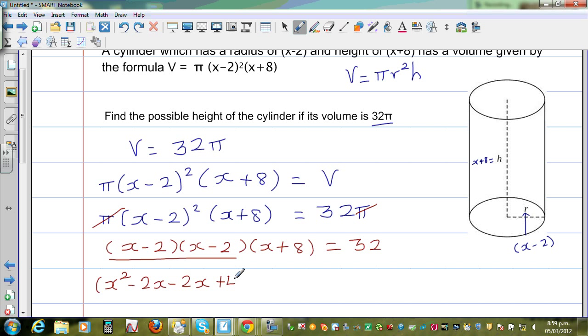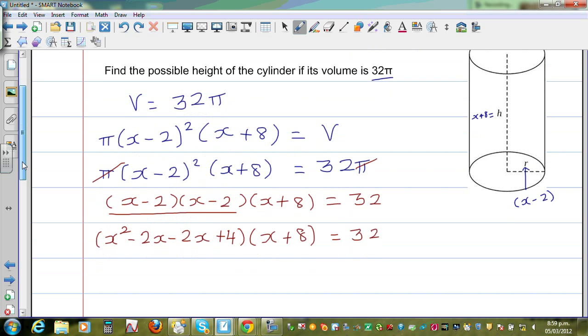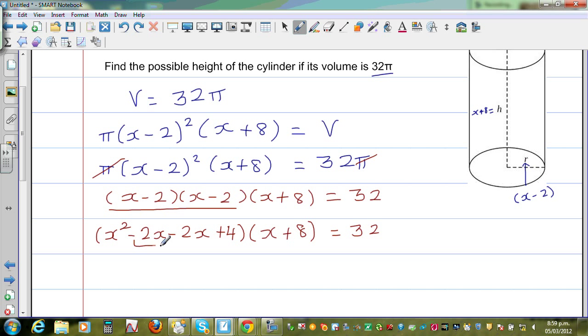And this is where you have to be careful. If you're not careful and if you don't have enough practice, this is where you will go wrong. So now I have to simplify this bracket again. This has to be simplified before we expand again. So this is x squared minus 4x plus 4 times x plus 8 is equal to 32.